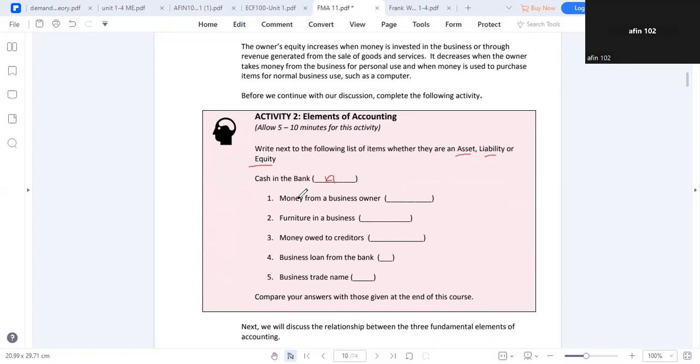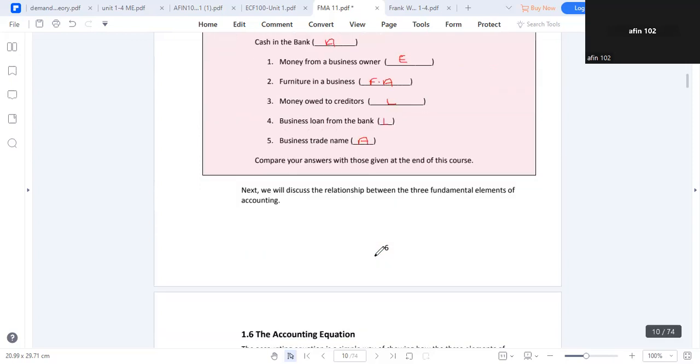It's a current asset. Money from the business owner? It's equity. Furniture in the business? It's a fixed asset, used for the long term. Money owed to creditors? Liability. Business loan from the bank? Current liability. Business trade name? It's an intangible asset. All right.